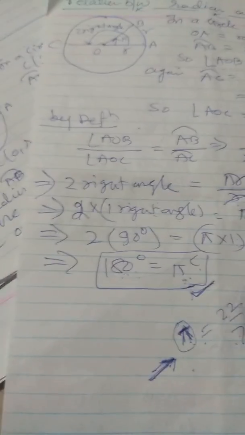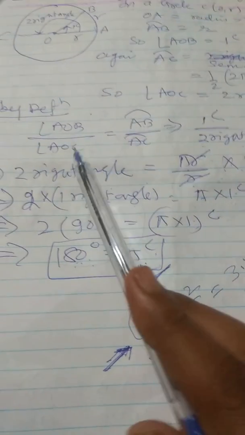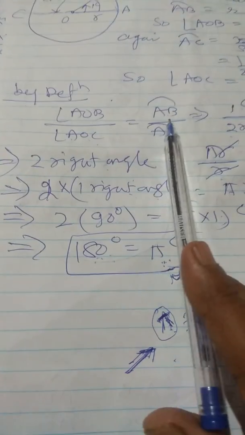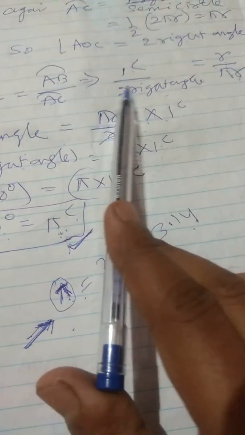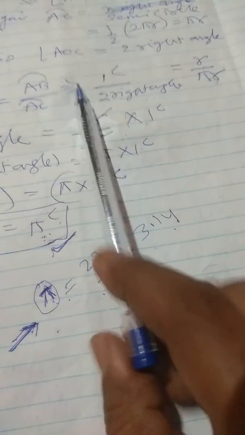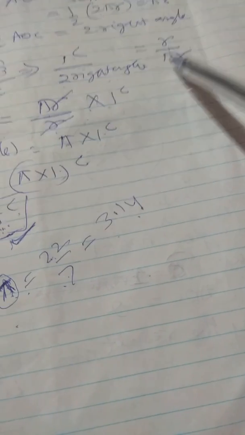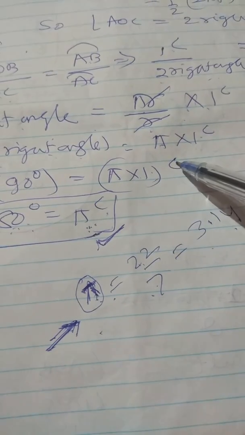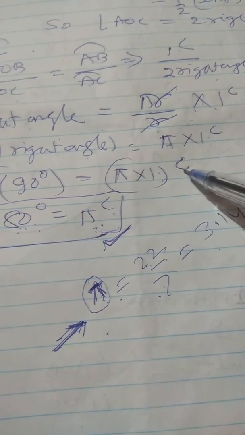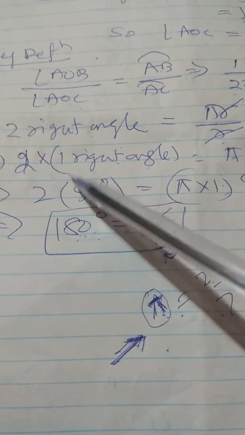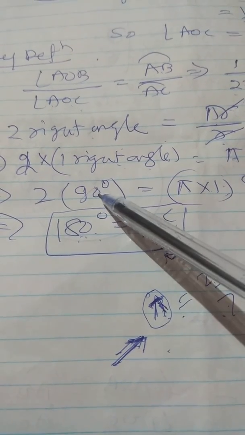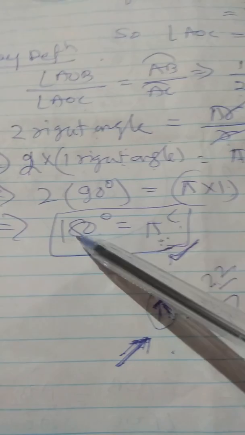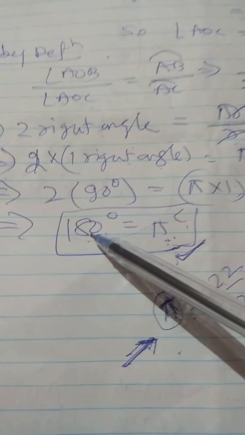So we get a result. I can repeat again: AOB upon AOC equals AB upon AC. AB is 1 radian, AOC is 2 right angles, and the lengths are R and pi r, which cancel. Pi into 1 radian equals 2 right angles. So pi into 1 radian is pi radian, and 2 into 1 right angle is 2 into 90 degrees, 180 degrees. We get the result pi radian is equal to 180 degrees.